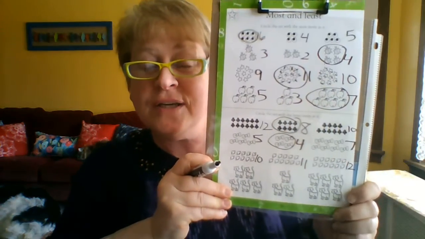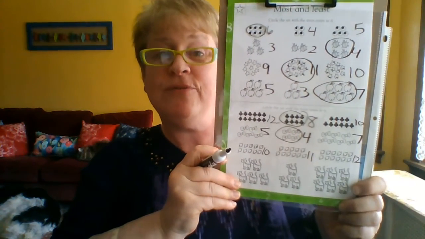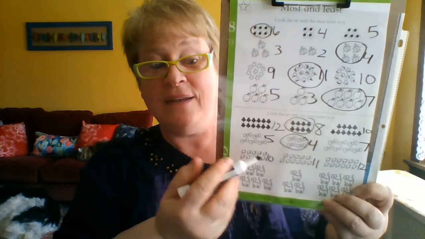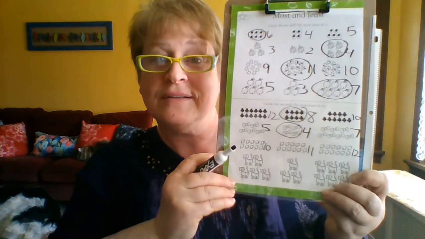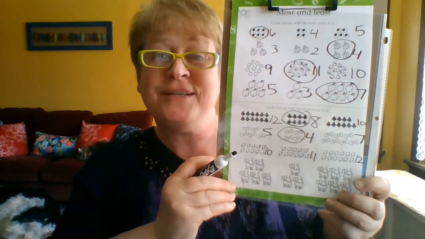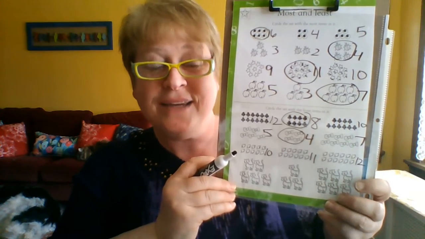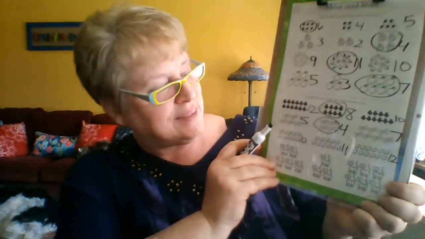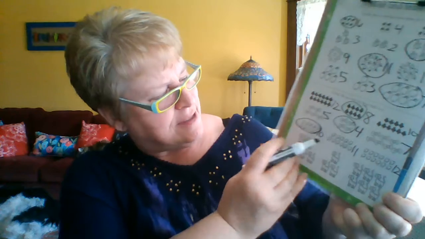So when we're counting, which one do you think we come to first? Do we come to 10, 11, or 12 first? Good job. We come to 10 first. So 10 is the picture that has the least amount of Saturns in them.